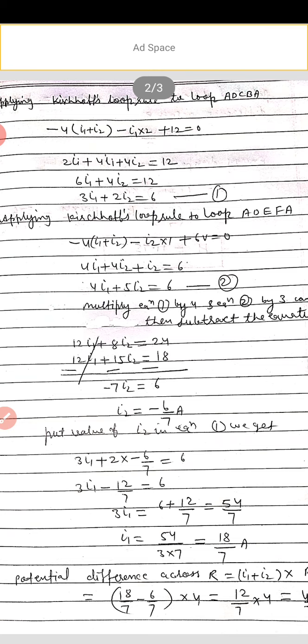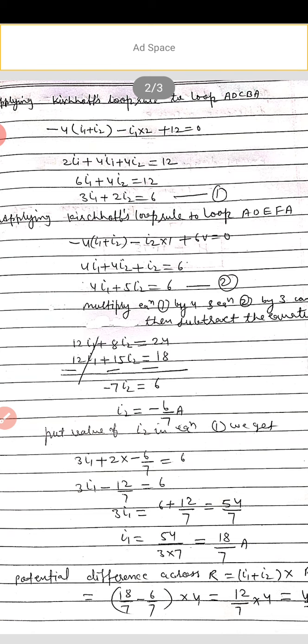If we solve it, we get 2I1 plus 4I1 plus 4I2 is equal to 12, and finally 6I1 plus 4I2 is equal to 12. On further solving we get 3I1 plus 2I2 is equal to 6. This is the first equation.